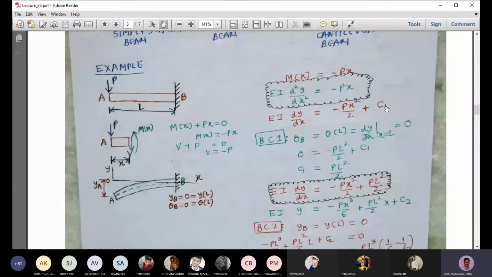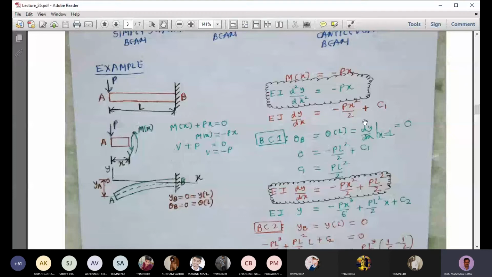Okay, so what we will do here: we know the rotation at B is 0, and also the deflection at B is 0. So here EI dy/dx, so dy/dx is actually rotation, EI theta of x. So we can apply that condition that theta B is 0. That condition is theta B is equal to theta at x is equal to L. That means dy/dx at x is equal to L is 0.